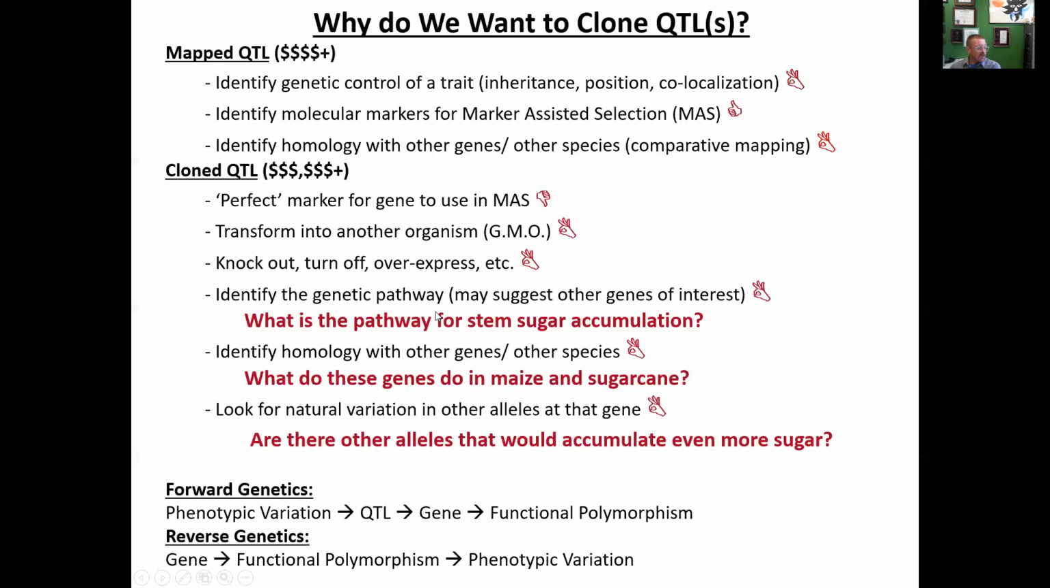Now, there's some other advantages. We might want to identify the genetic pathway. For instance, what's the genetic pathway for stem sugar accumulation? We could probably do a lot of biochemistry and start to figure it out, but maybe identifying a QTL for stem sugar might make more sense. To compare across species, so what do these genes do across different species? And then to look at natural variation. So are there other alleles? Once you identify the gene, you can track the alleles, right?